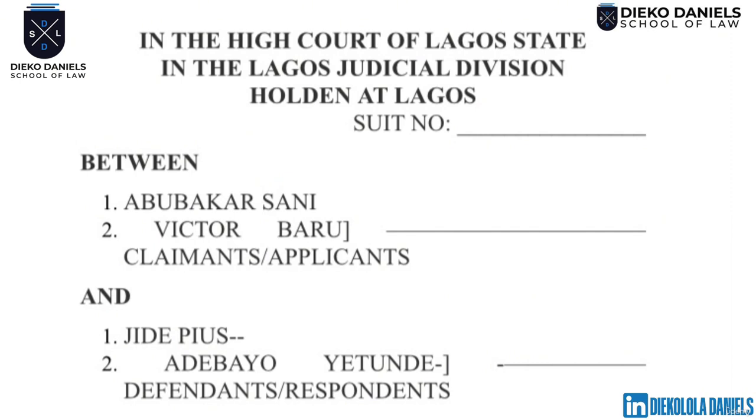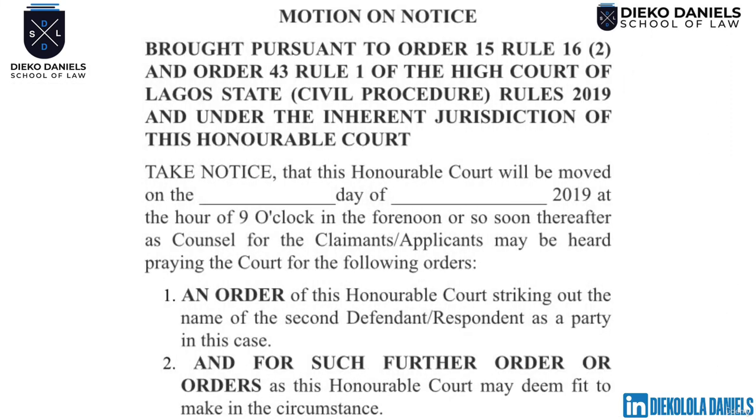Now, did you see party sought to be struck off? There is nothing like party sought to be struck off, as we had party sought to be joined in the one for joinder. There is nothing like party sought to be struck off in the one for misjoinder. Do you follow? So we still have the claimant/applicant and the defendant/respondent for both of them. Then we now have our broad pursuant to. Now we have Order 15, Rule 16, Order 43, and the inherent jurisdiction of this court. I've already explained this.